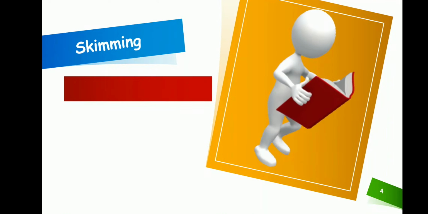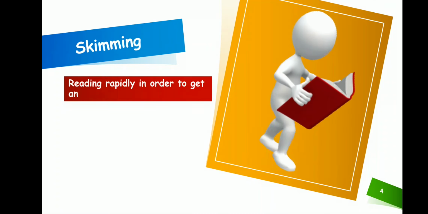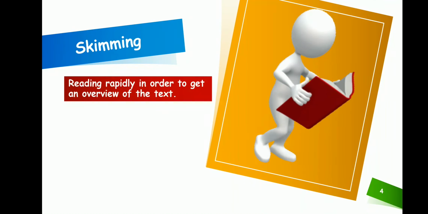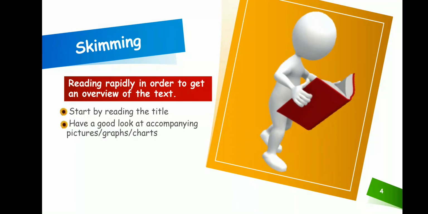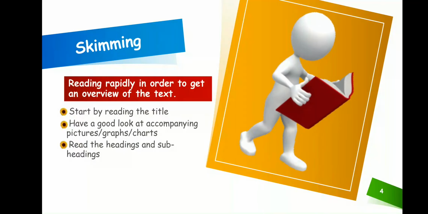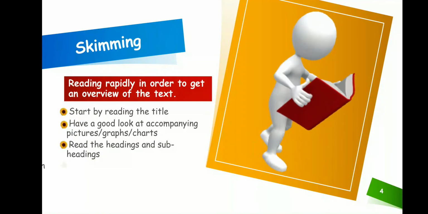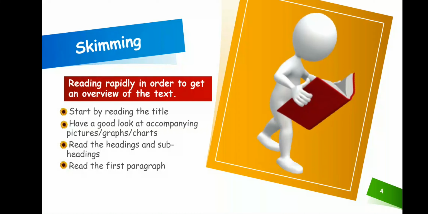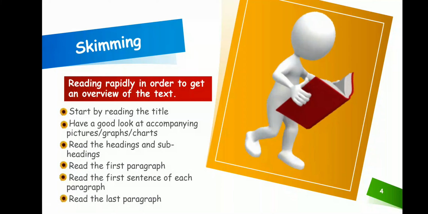Let's discuss each of the reading strategies in detail. Skimming means reading a text rapidly to get an overview. We can skim through a text by reading the title first and guessing what the text could be about. We can also have a good look at the accompanying graphs or pictures since they can say a lot about the context of the text. The headings and subheadings can give away crucial information about the text as well. While the first and the last paragraph should be read very carefully, reading the first sentence of other paragraphs can be enough to get a general overview of the text.